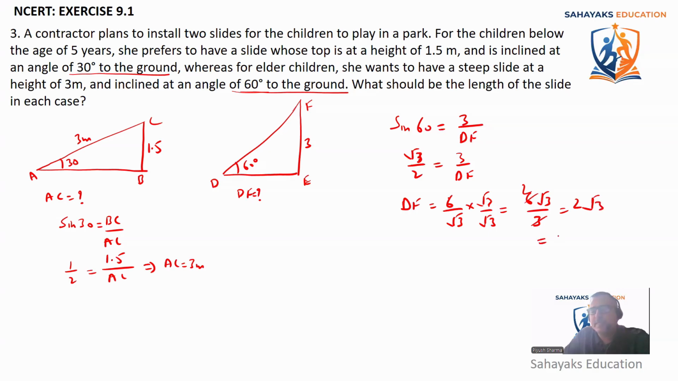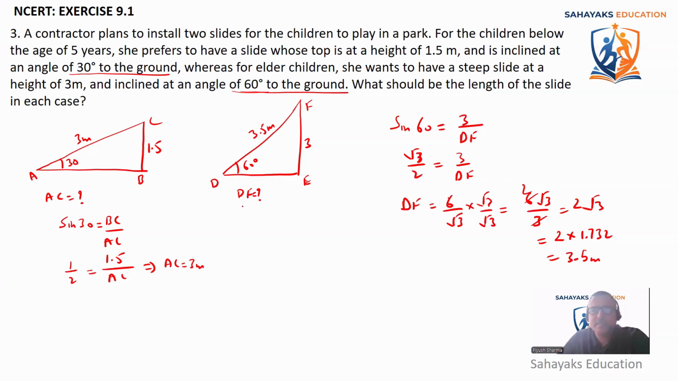So it is 2 multiplied by 1.732, which comes out to be somewhere around 3.5 meters, approximately. You can compute it properly. Okay, there is not much difference in their lengths. If you see this 3 meters and this 3.5 meters, the length did not change much, while the height had doubled. Because the angle also inclined.